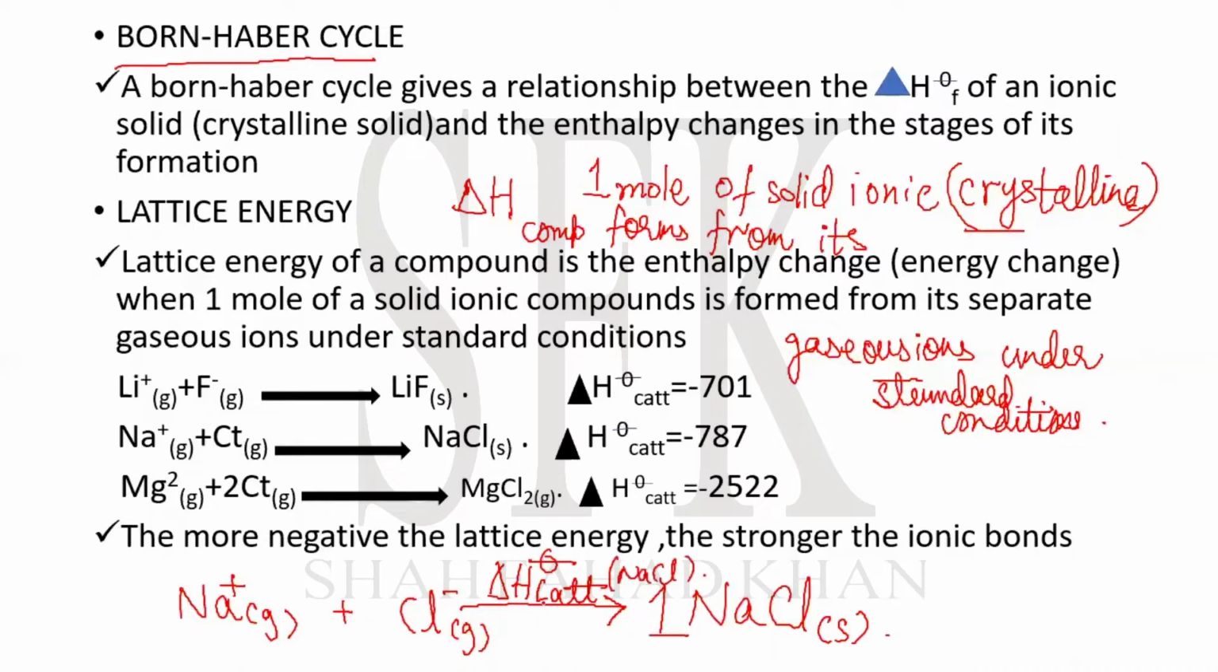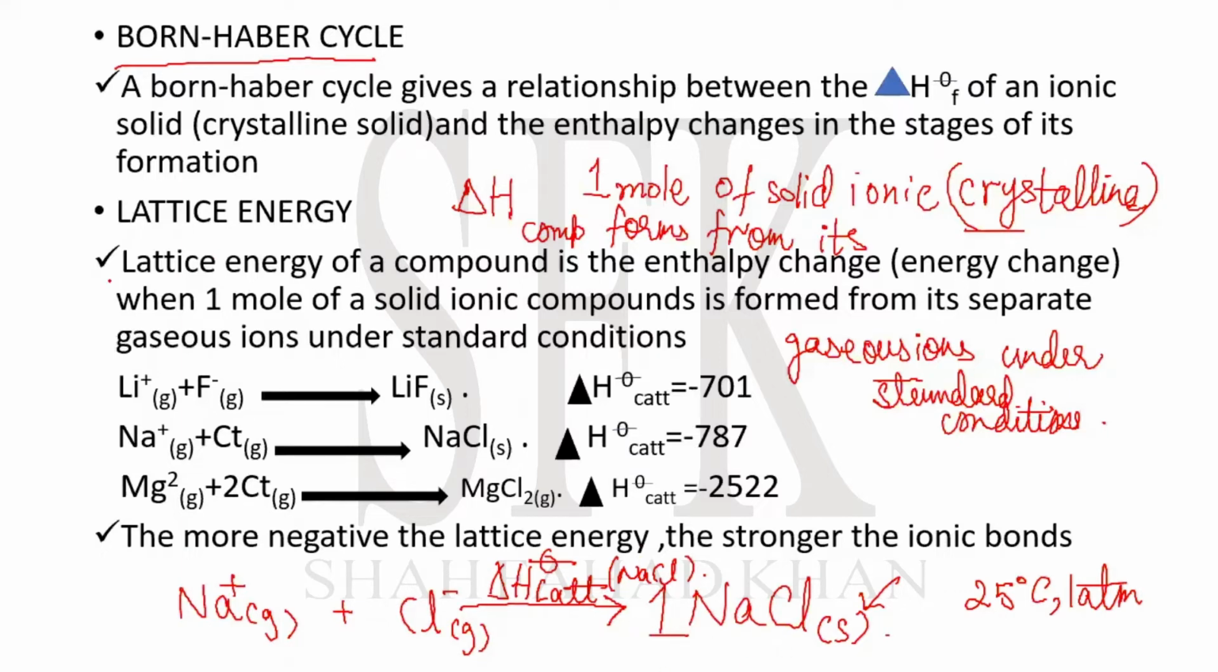Okay, so now, what is lattice energy? The enthalpy change when one mole of a solid ionic crystalline compound is formed from its gaseous ions under standard conditions. The standard conditions stay the same, 25 degrees Celsius, 1 atmospheric pressure, then the enthalpy change is called the lattice energy of that compound.